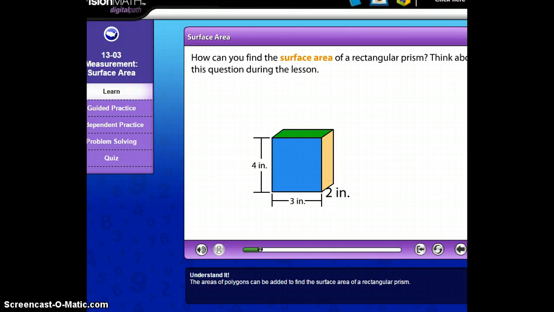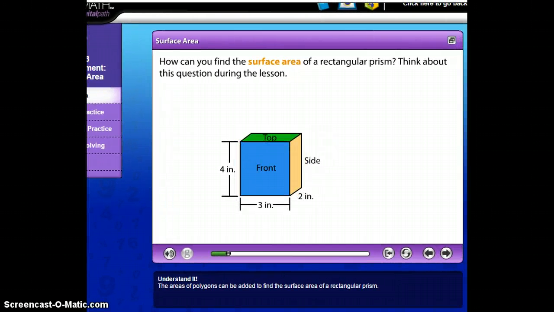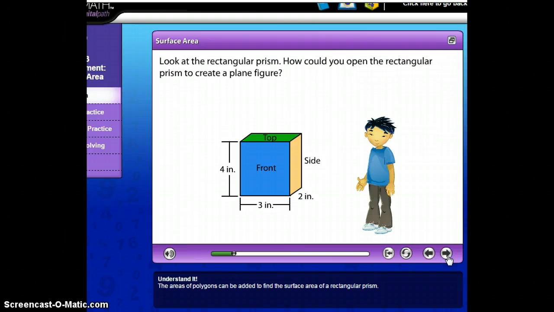How can you find the surface area of a rectangular prism? Think about this question during the lesson. Look at the rectangular prism. How could you open the rectangular prism to create a plane figure? We learned yesterday when you open up a 3D figure like this, what does that make? Claire? A net.